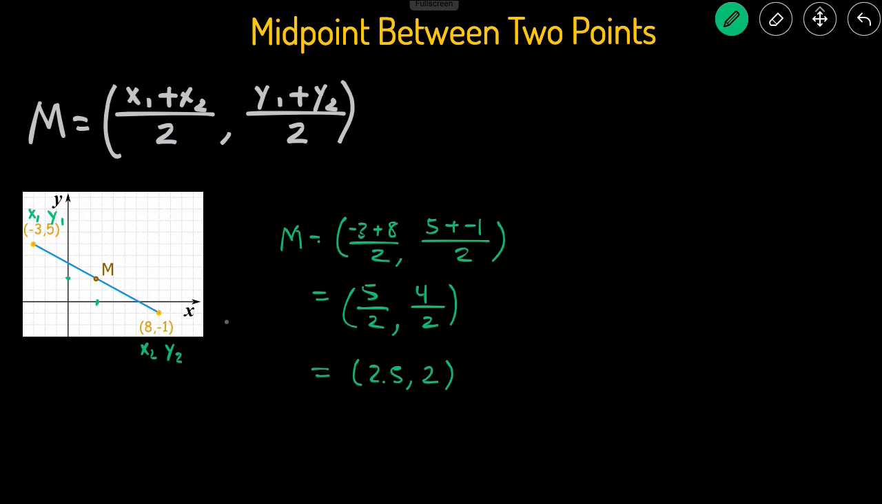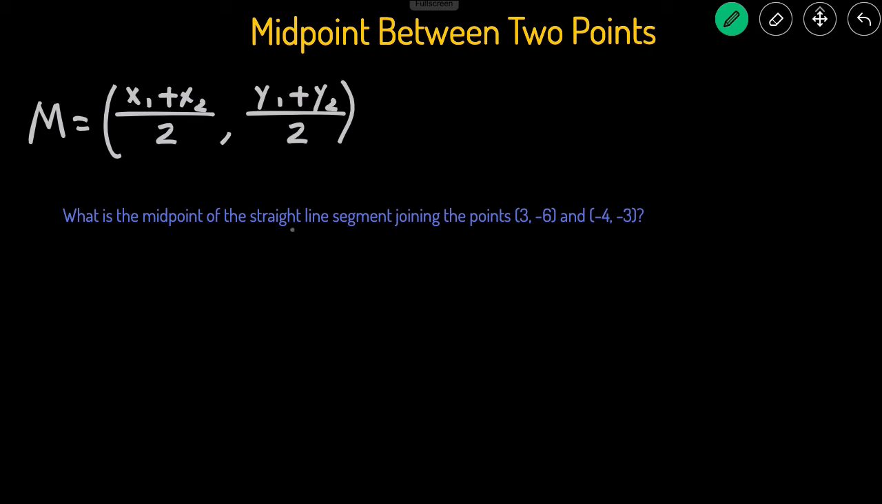Let's try another example. In this next example, we're given the 2 points 3, -6, and -4, 3, and we have to find the midpoint of the line segment joining these 2 points. So let's just call this x1, that will be y1, and this will be x2, that will be y2. Then we can just use the equation: the x coordinate is going to be equal to the sum of the x's, so 3 plus -4, and then we're going to divide that by 2.